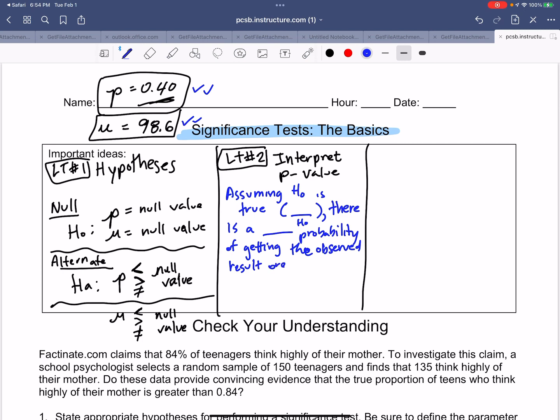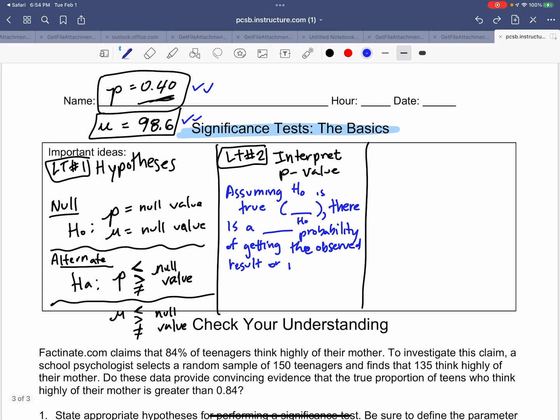or more extreme. And we've done this a couple different times during the school year. So we're kind of building on that, purely by chance. So what could be our values? Again, if we use the examples before, assuming it is 40%, there's a blank percent probability. So this is our p-value, whatever p-value our calculator creates.